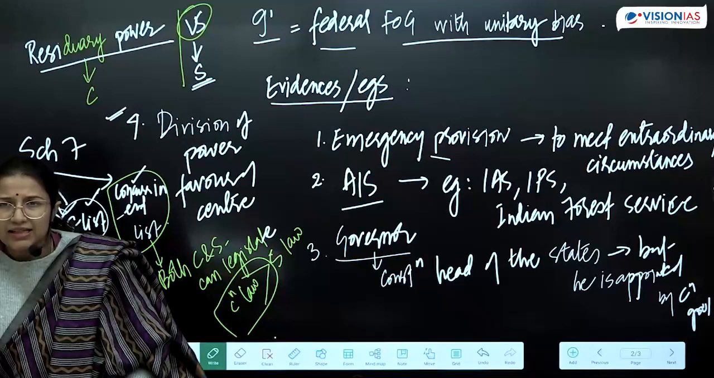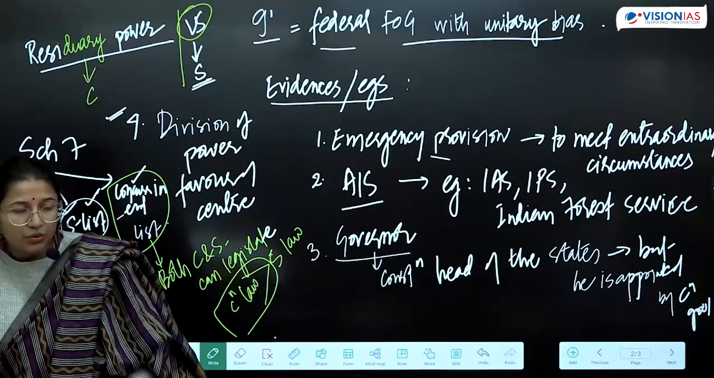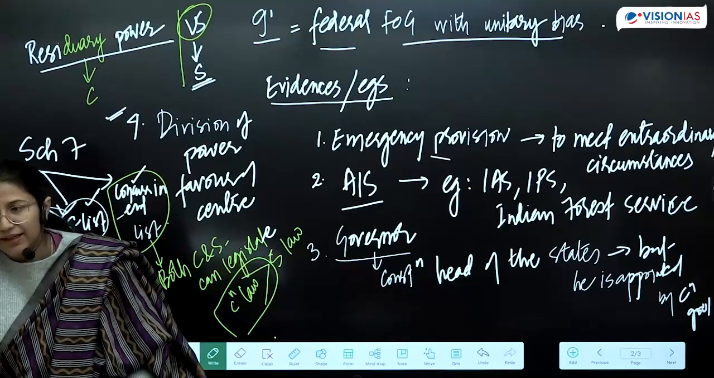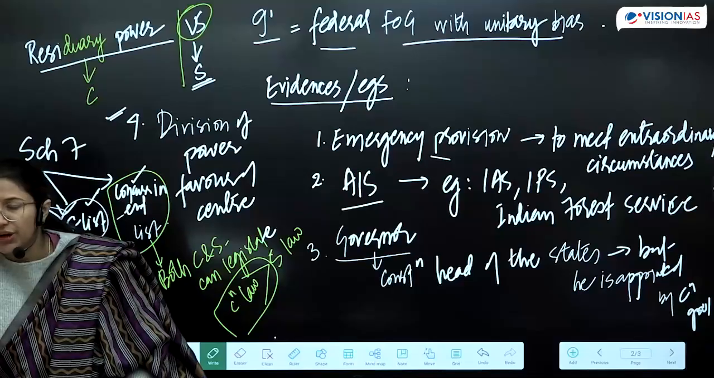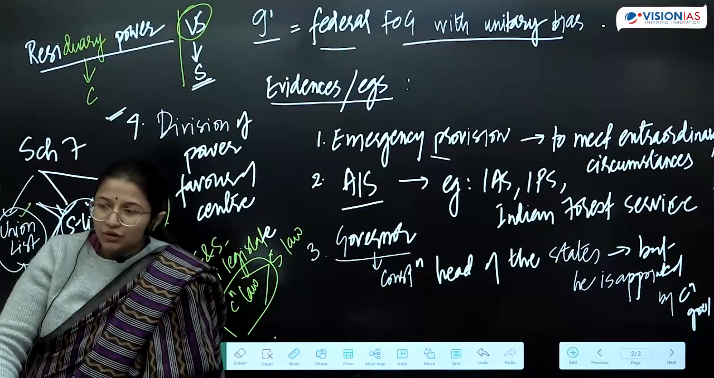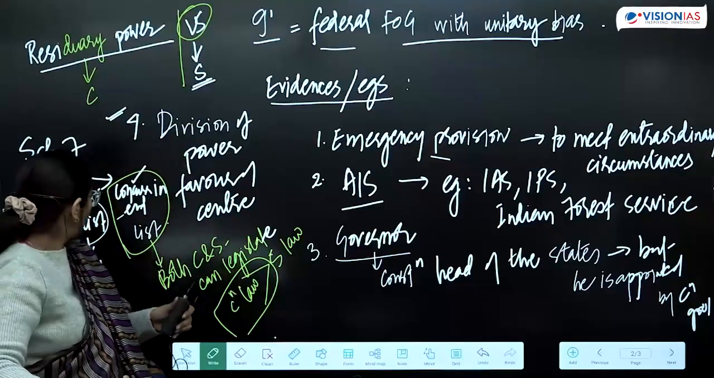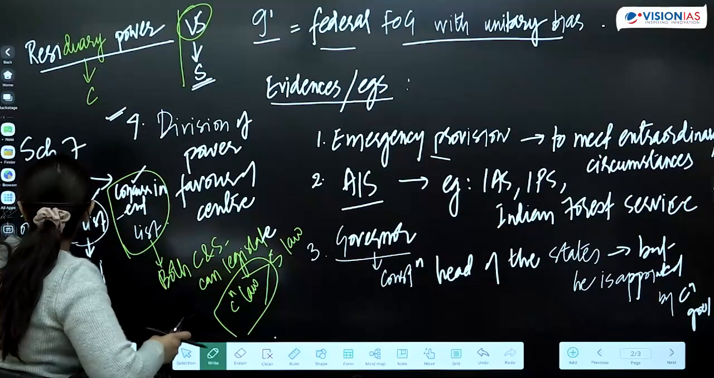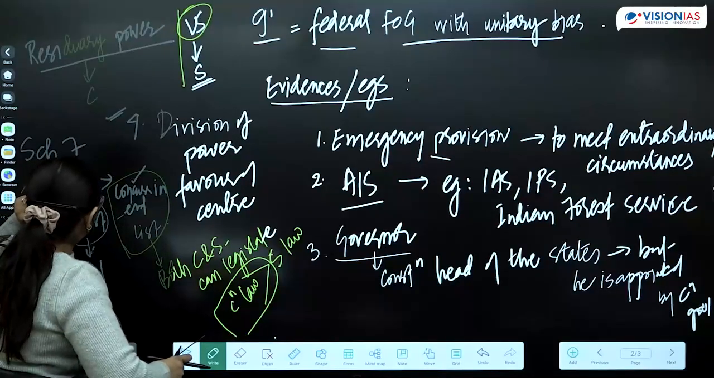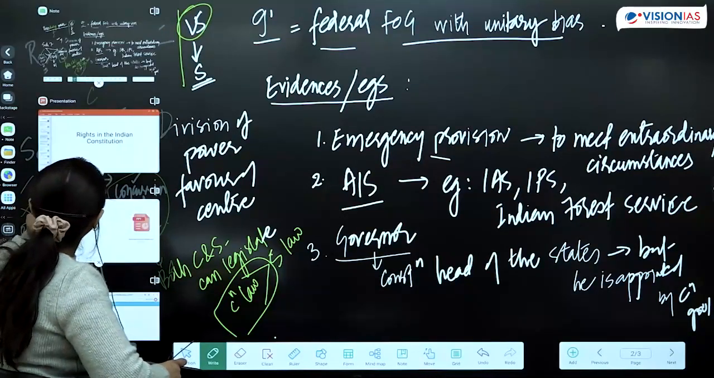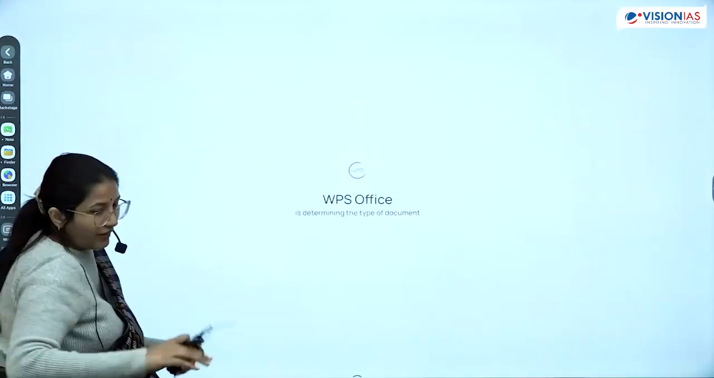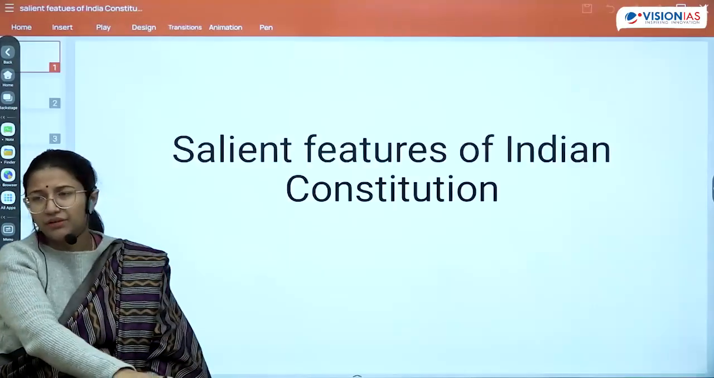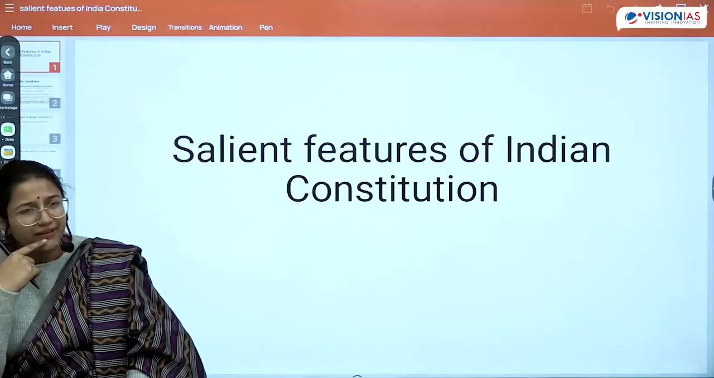And last reason, write down, to ensure efficient planning for socio-economic development of India. Efficient planning for socio-economic development of India. What is this point, to ensure efficient planning for socio-economic development of India?